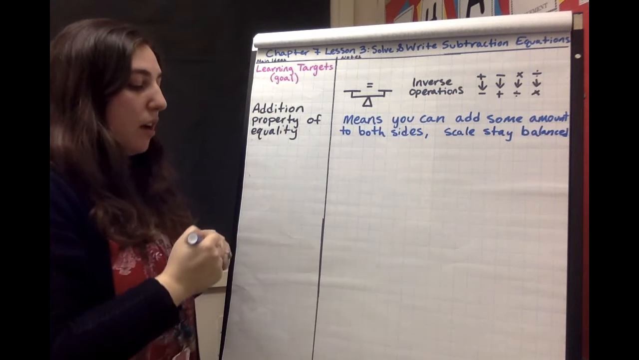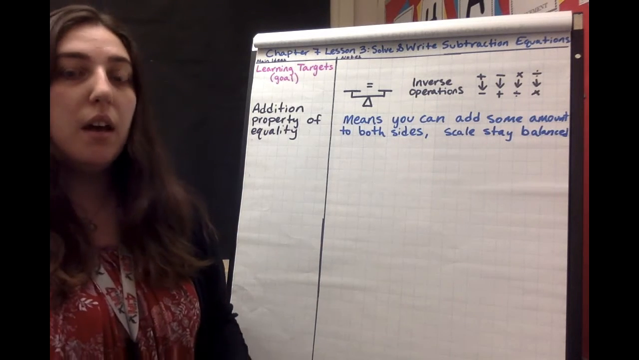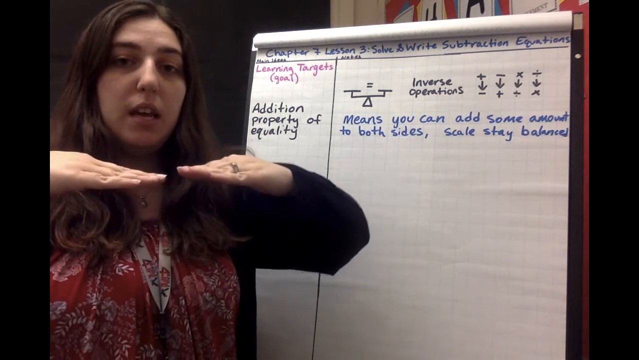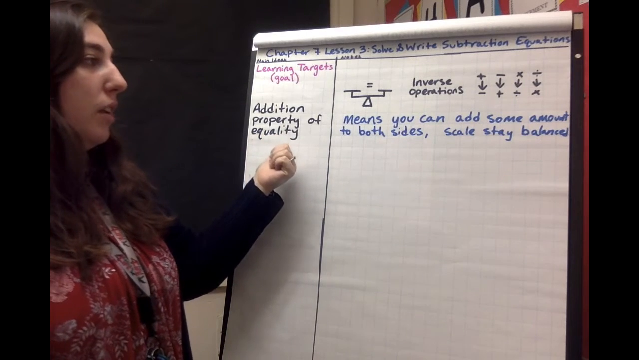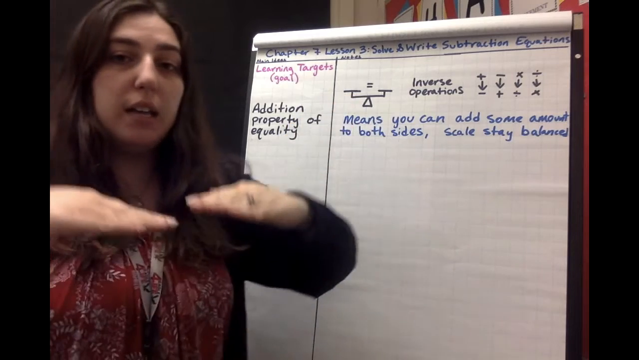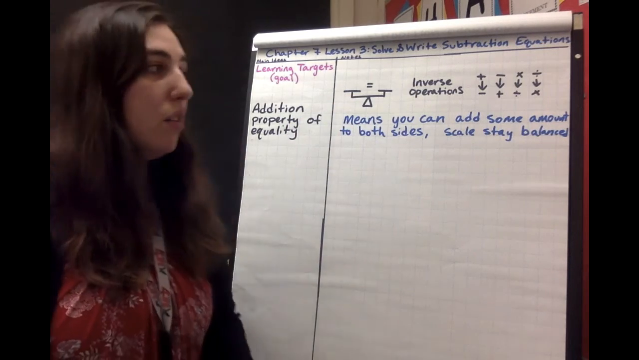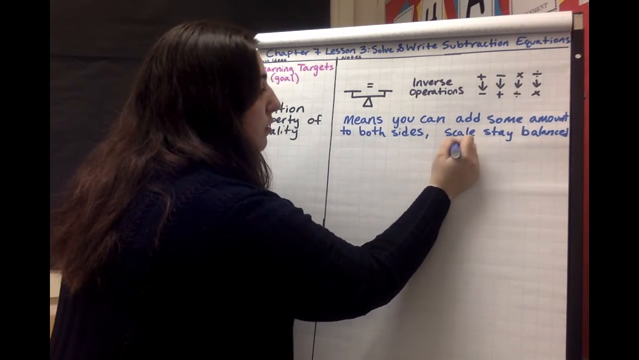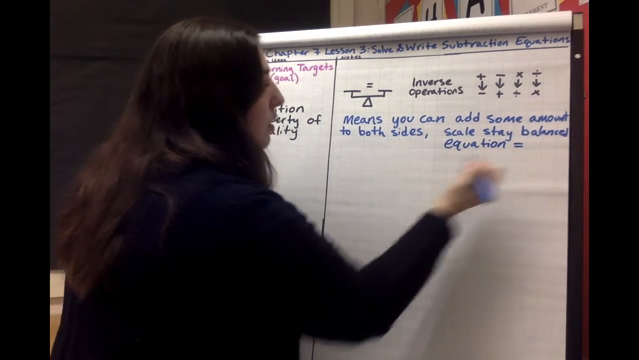Okay, remember we talked a little bit about that yesterday with the subtraction property of equality. If we take something away from both sides, it's going to be balanced. So the addition property of equality means we can add the same amount to both sides and it's going to stay balanced. In terms of a mathematical equation, our equation is going to stay equal.